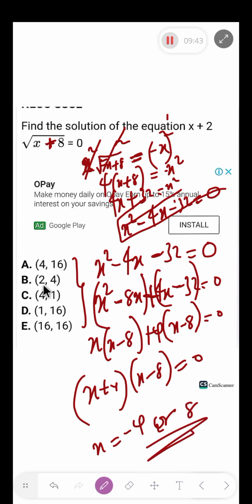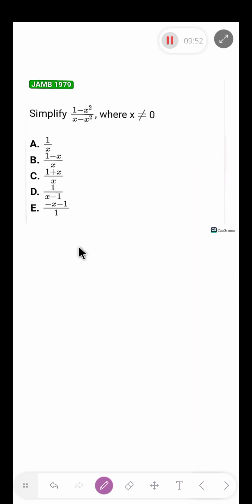And the 8 is not in the options. So there might be something wrong with the question. So please take note of that. So without wasting too much of our time, let's move to the next question. Simplify this where x is not equal to 0.